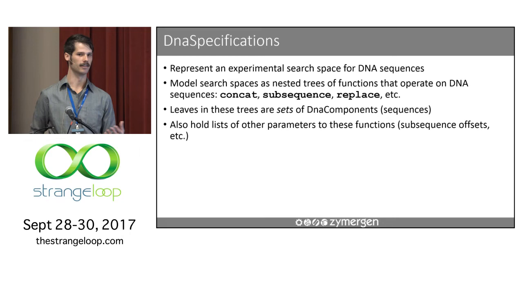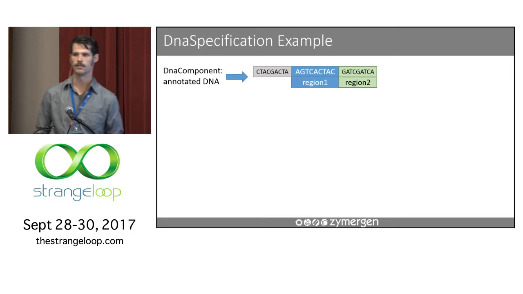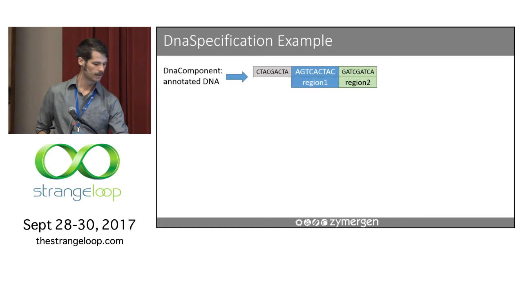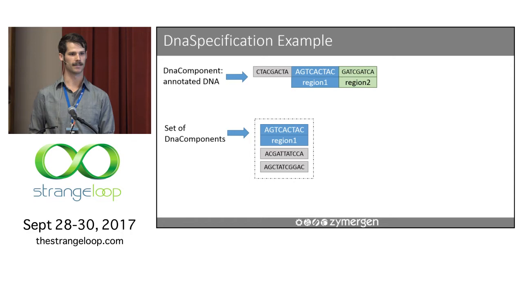To give you a more end-to-end view of this data model, we can start with a DNA component here. It has a couple of annotations that we find interesting. That DNA component might be combined with a few other DNA components into a set of DNA components, which is in itself a very small search space.